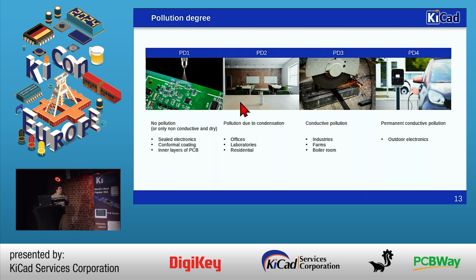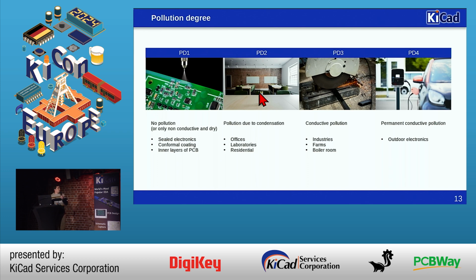It's basically sealed electronics inside your PCB, or if you have conformal coating. Conformal coating is when you coat your PCB with a special coating that withstands the dielectric field. Pollution degree 2 is basically where we are here. It's residential, offices, laboratories. We don't expect a lot of pollution except for maybe the water in the air that can get into the product from time to time due to condensation.